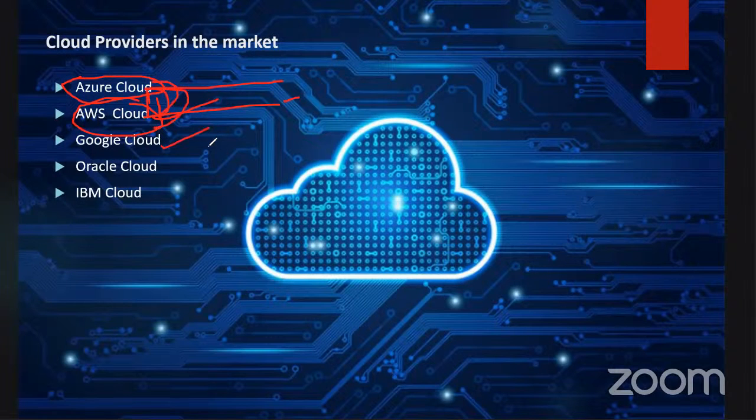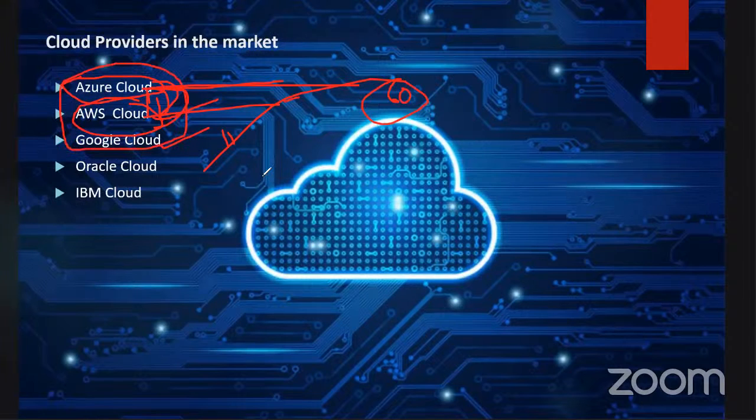Next one is Google Cloud. They're slowly coming up. They have very few data centers. Azure has almost 60 regions, but Google Cloud has 10 or 11. So it's slowly increasing. These are the main players in the market.